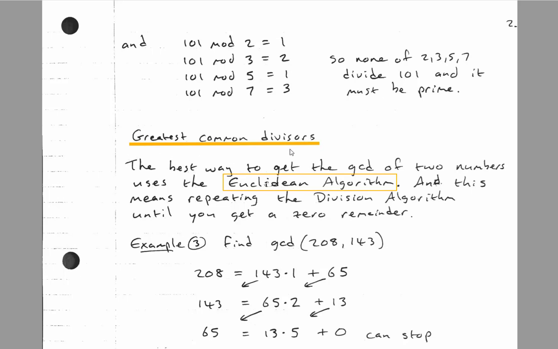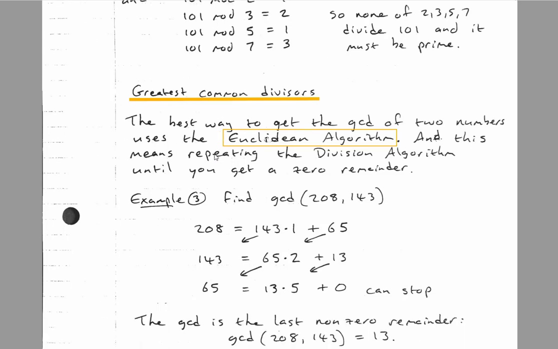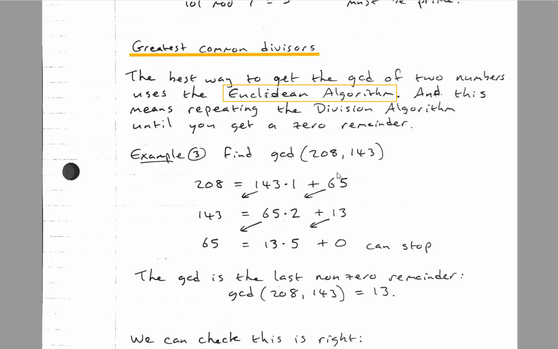Also, greatest common divisors. If you look at two numbers, you can see what's the biggest number that divides both of them. The best way to get the GCD of two numbers is the Euclidean algorithm. This is the efficient way, and it works by repeating the division algorithm until you get a zero remainder. Example 3, find the greatest common divisor of 208 and 143.